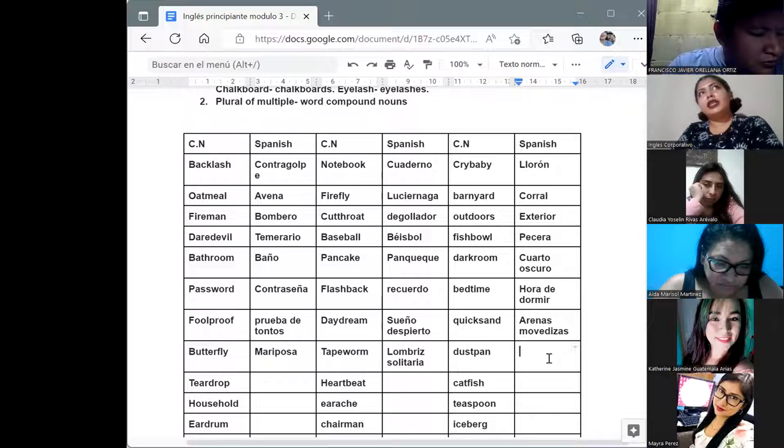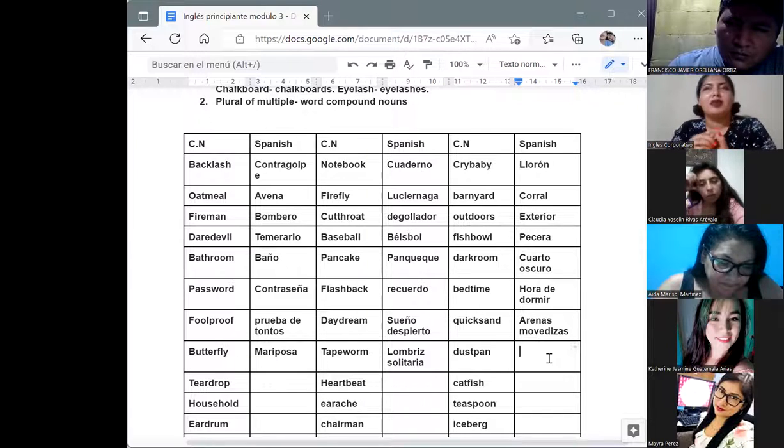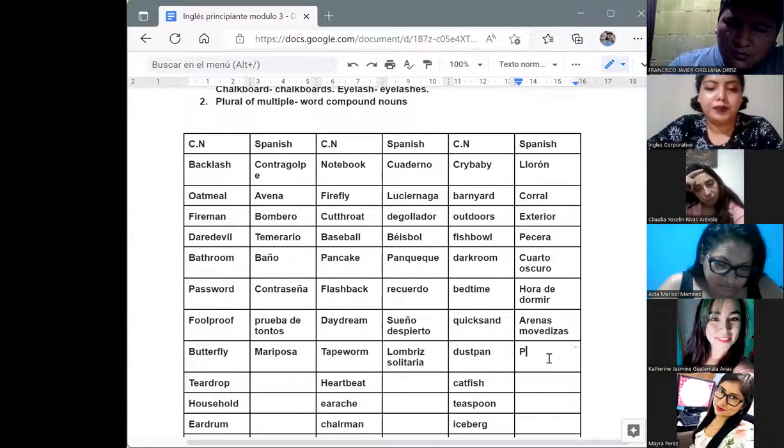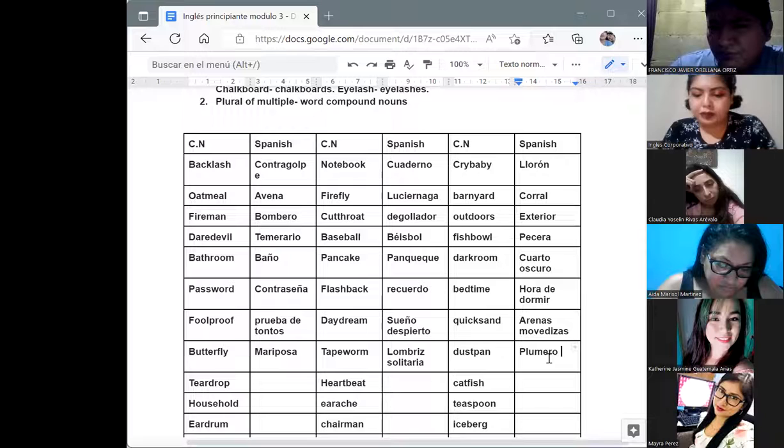Then, dustpan. This one is for cleaning, and if I say the word in Spanish, you are going to find it very easy. Is something that you use to clean. It's kind of long. Plumero. Recogedor. Recogedor o plumero. Very good.